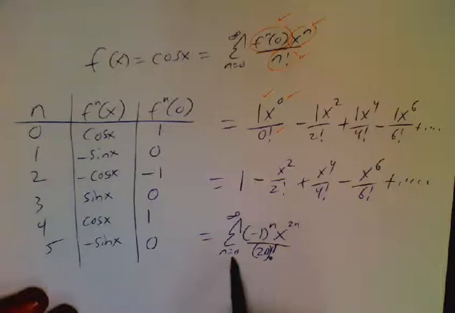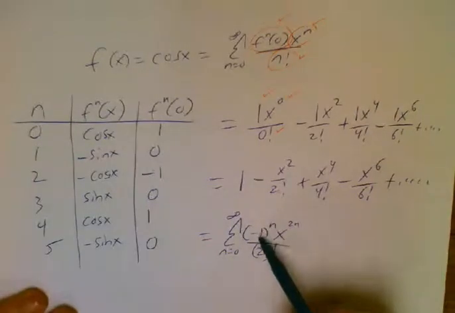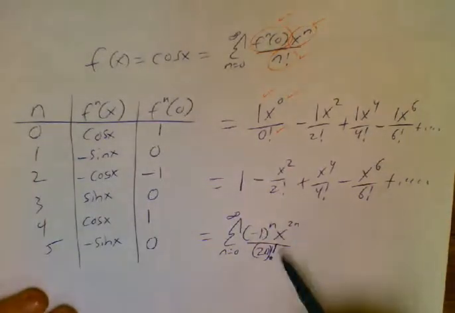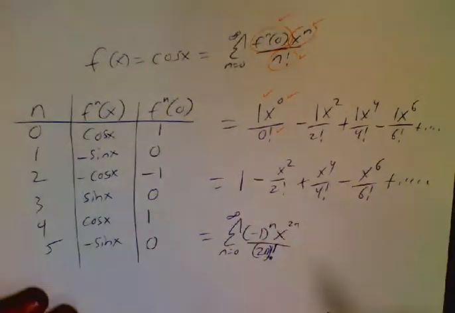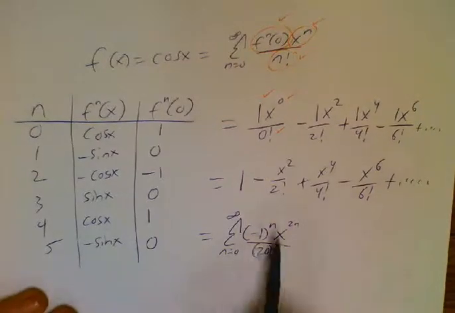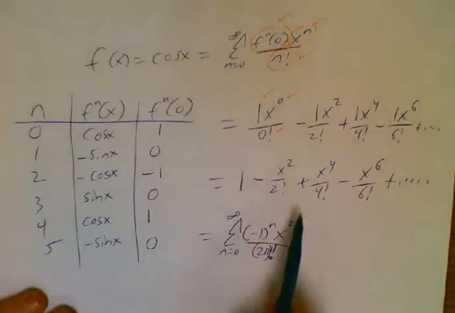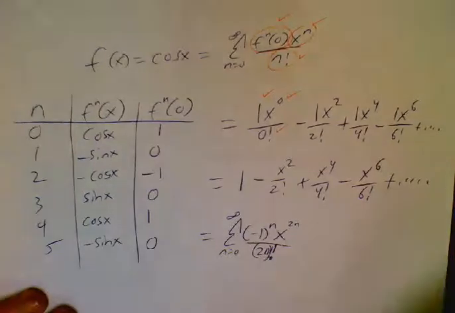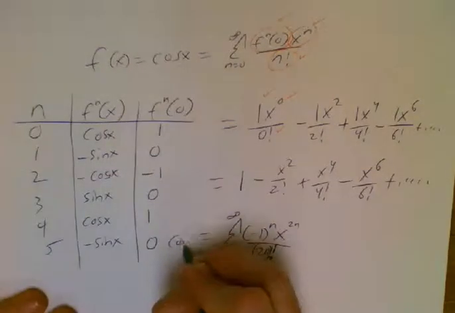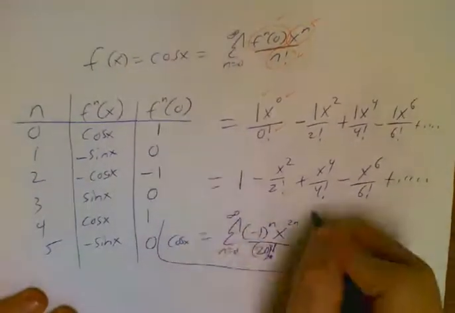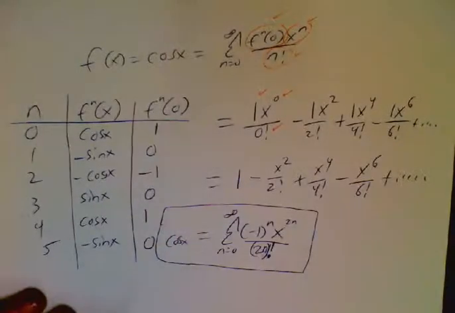So you put in 0 and you can check it. 0 is going to make this positive. X to the 0 is 1. 0 factorial is 1. There's 1. Put in n equals 1. This makes it odd, so negative. X to the 2 over 2 factorial, etc., etc. And this is your Maclaurin series for cosine x.